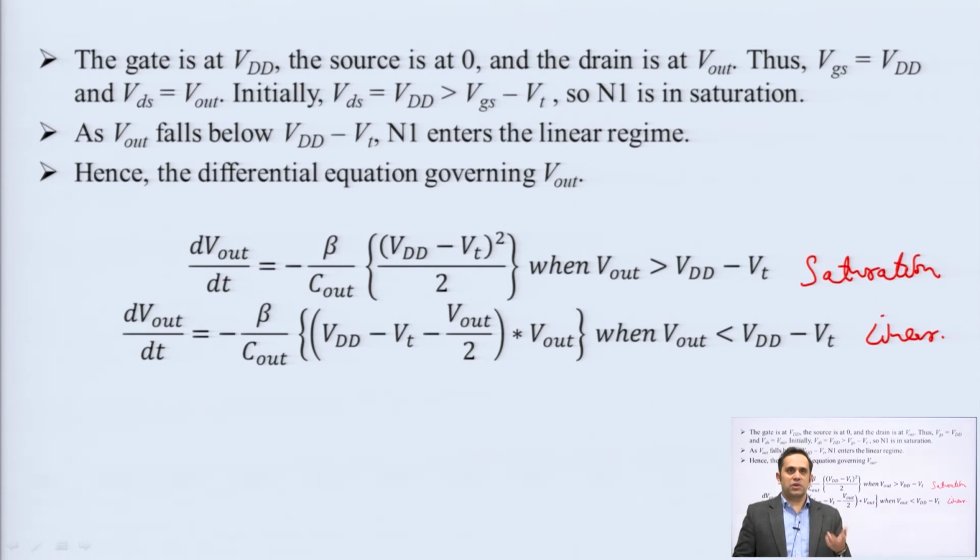So, these are the two differential equations which are available to us. You solve them, you get the transient response, put V out equal to half of VDD, and you get the propagation delay.